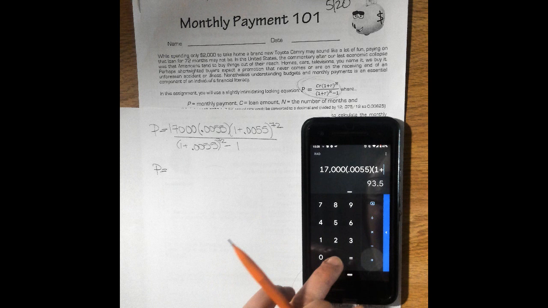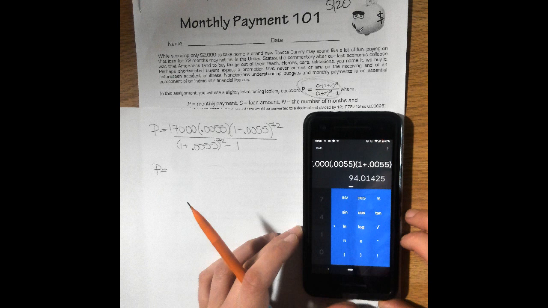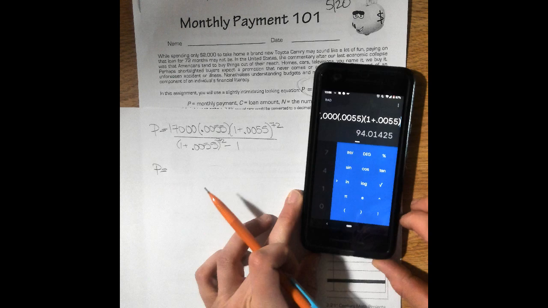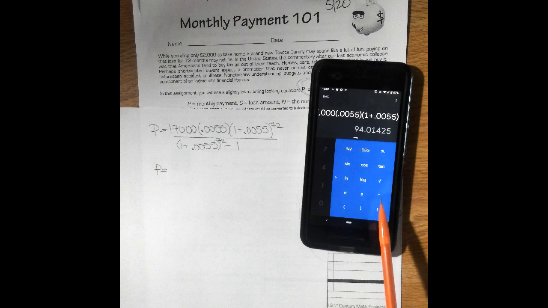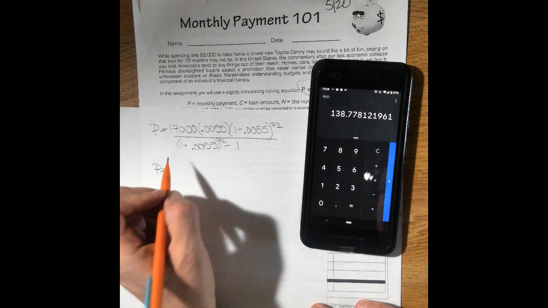And to do an exponent on your calculator, you need to get this little caret button right there. That's how you do your exponent of 72. And so then I should get this number on the top, so it'll be 138.